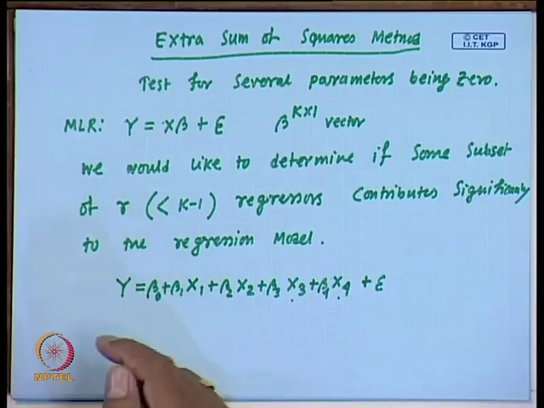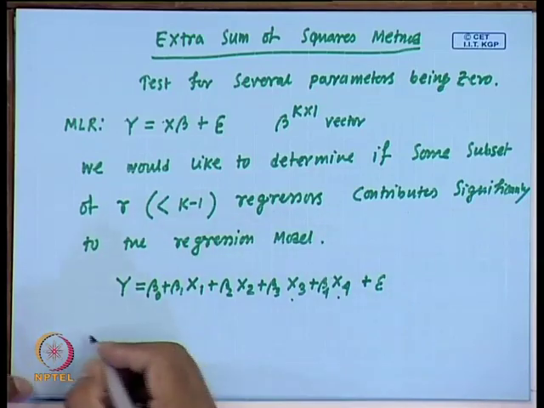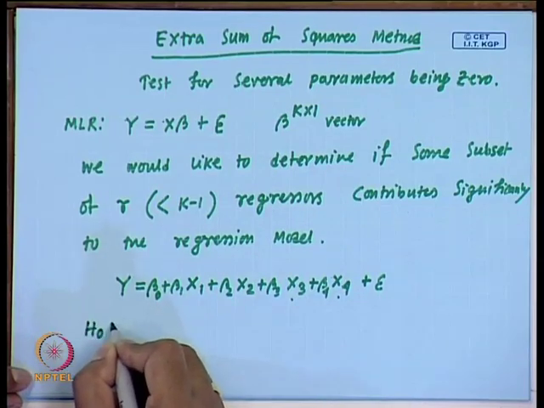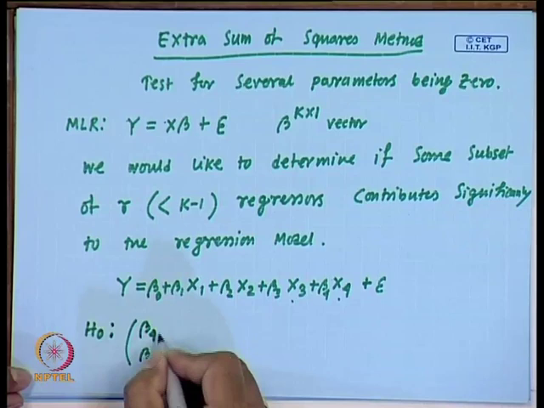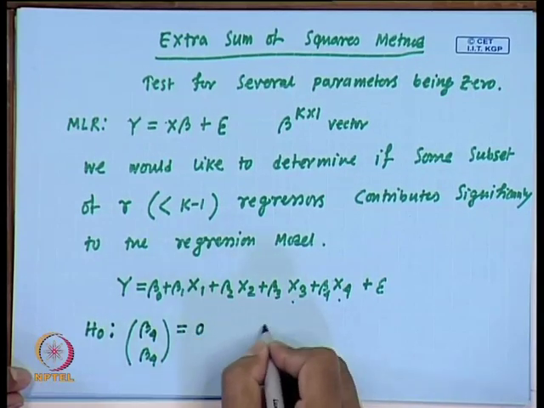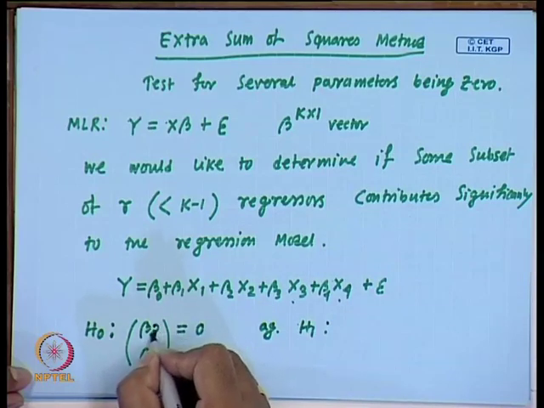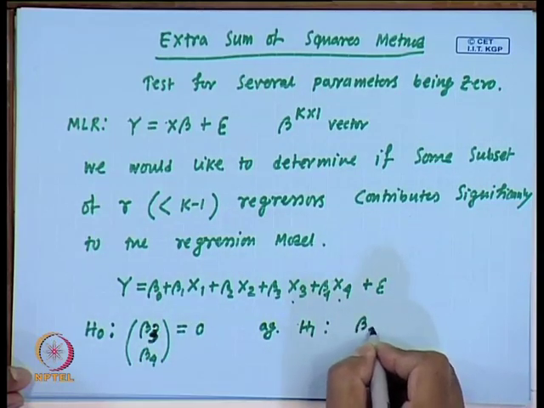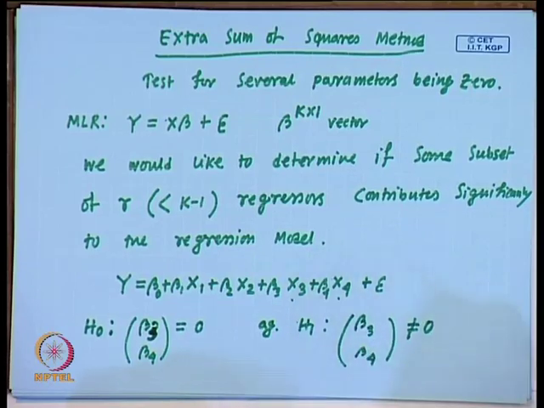Well, so to test statistically whatever you believe, you need to test the hypothesis H naught: the vector (beta 3, beta 4) is equal to 0, against the alternative hypothesis that (beta 3, beta 4) is not equal to 0. By not equal to 0 we mean at least one of them is not equal to 0. So, this is what we want to test. This type of hypothesis can be tested using the extra sum of squares method.